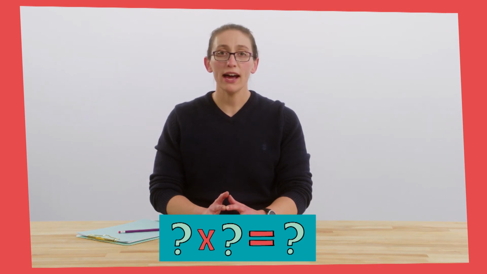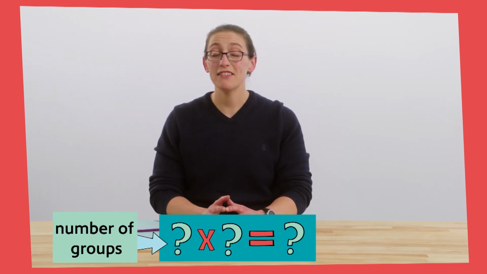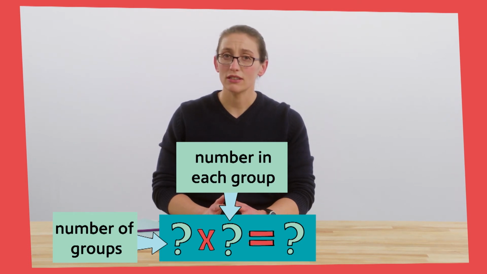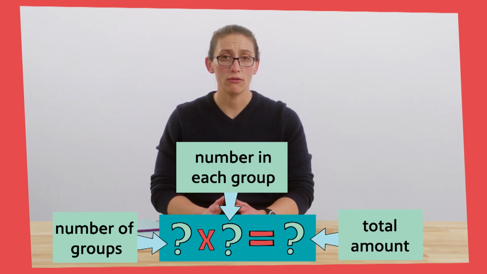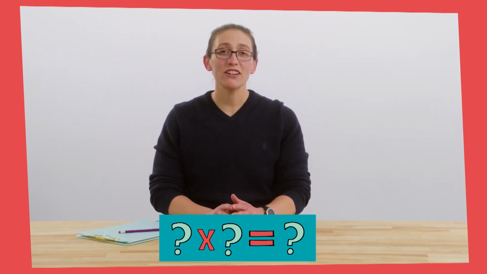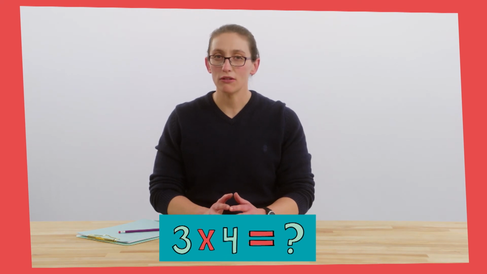Remember that the factors, or numbers that we multiply, tell us one, the number of groups, and the number in each group. The product, or the answer, tells us the total amount. Do you have an idea? Oh, I think I heard it. Someone said 3 times 4 equals 12.